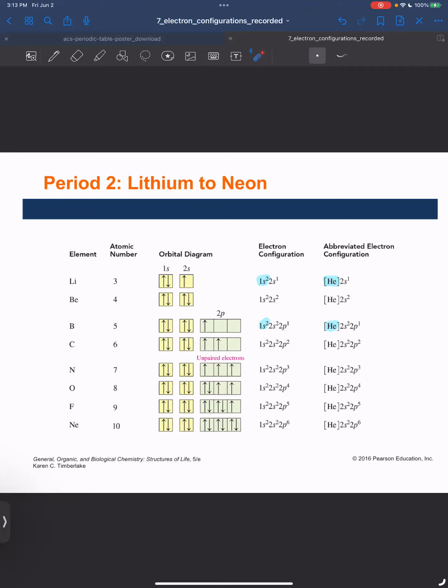Fluorine has 9 electrons, 1s2, 2s2, 2p5. I half fill them first and then partner up the next 2. And then neon has 10 electrons total, 1s2, 2s2, 2p6, and everything is filled, no unpaired electrons. You can also always check your work, add up your superscripts. 2 + 2 + 6 is 10, which is the number of electrons for neon.